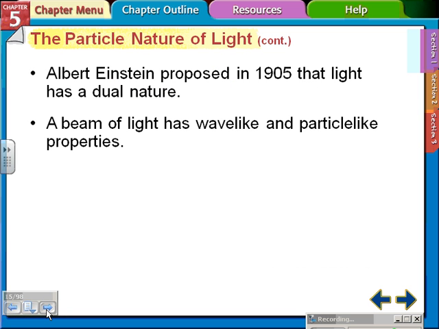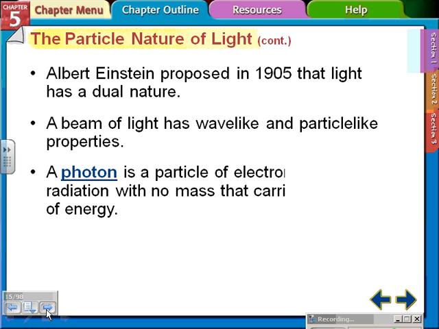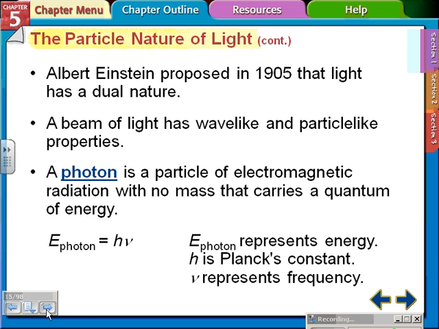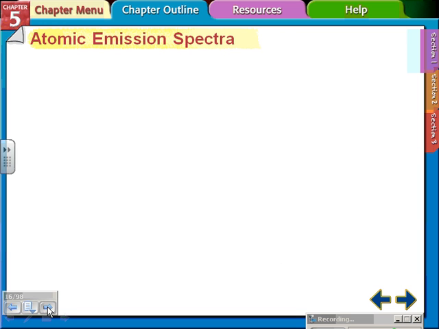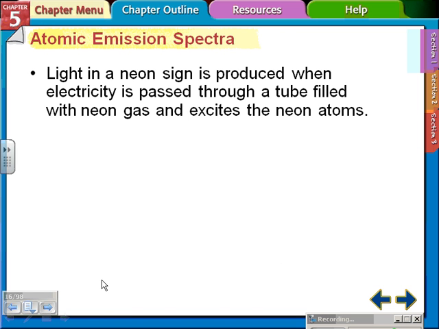So Einstein talked about the dual nature of light and said that it has wave-like and particle-like properties. And a photon is a particle of electromagnetic radiation with no mass that carries a quantum of energy. So light is described as photons. And this is an equation that he used, incorporating Planck's constant with his energy of a photon and representing the frequency. And there's this equation that goes along with that. Again, we're not going to be calculating this, but it does exist. We're going to be looking at spectrum activity coming up here soon.